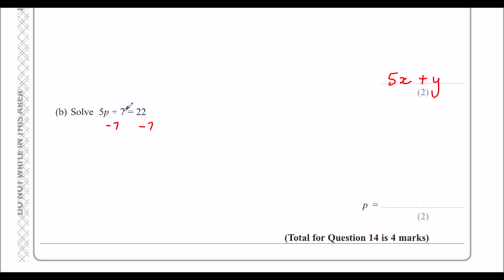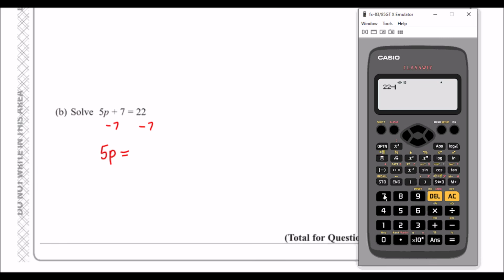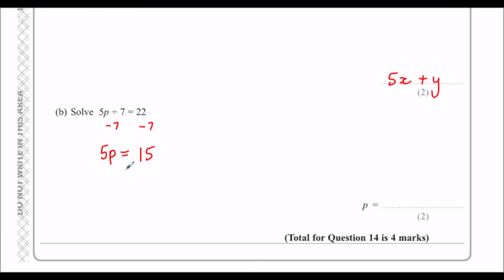So 5p plus 7 take away 7 is just 5p. We get rid of the plus 7, that's why we took away 7. And 22 take away 7, you can use the calculator, it's 15. So 5 times p, 5p means 5 times p, equals 15.